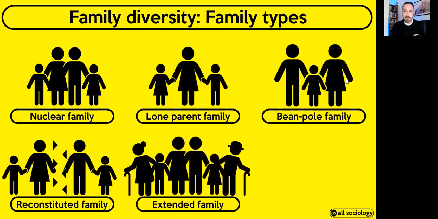And then we've got an extended family. So this includes any type of family that includes other relatives that aren't like kind of your next generation. So it might be your grandparents living with you. It might be your aunties and uncles.